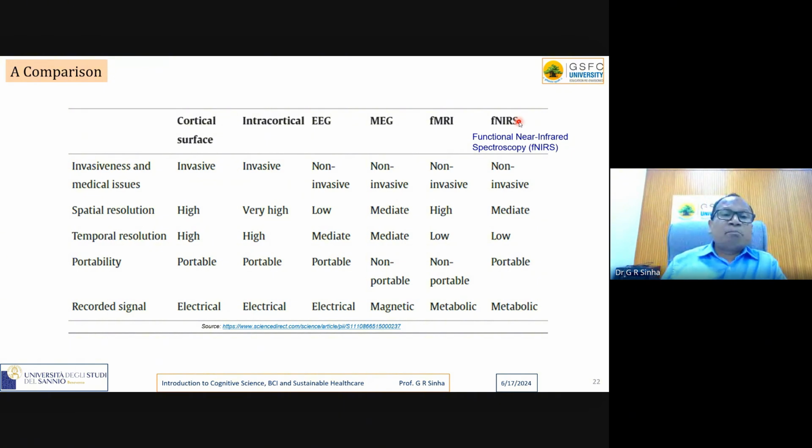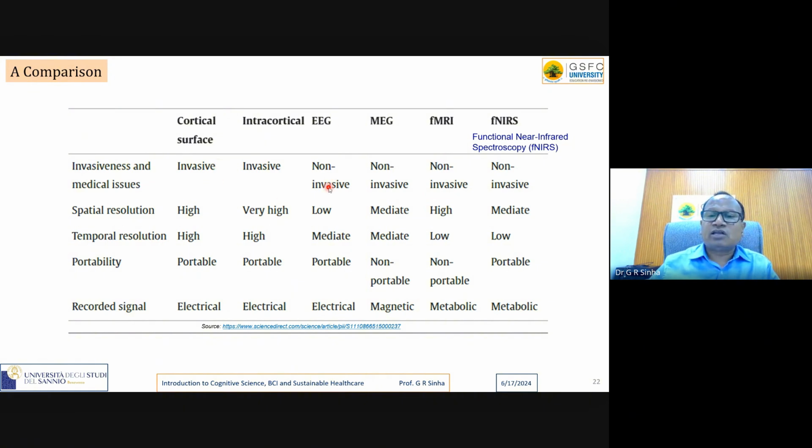This gives you a comparison amongst all the different types of modalities like EEG, MEG, functional MRI, and functional NIRS. NIRS is functional near infrared spectroscopy. You compare them in terms of invasiveness, medical issues, spatial resolution, temporal resolution, what is spatial and temporal resolution? We'll explain in the next slide. Then portability and recorded signal. This is a comparison.